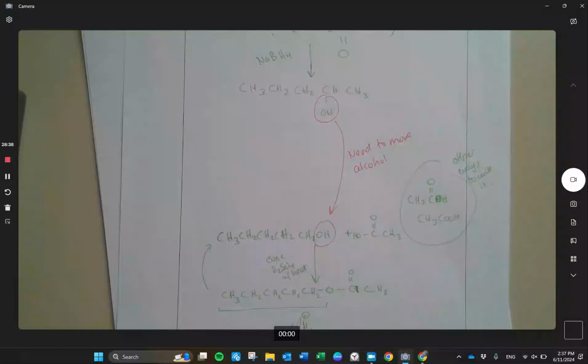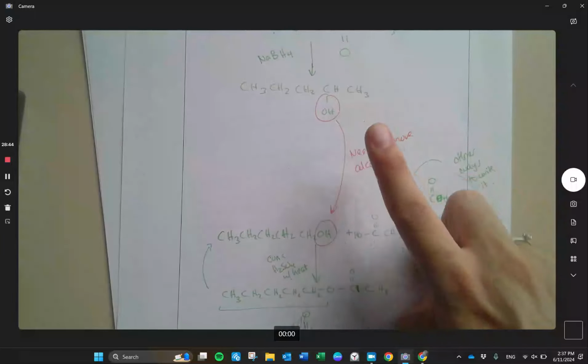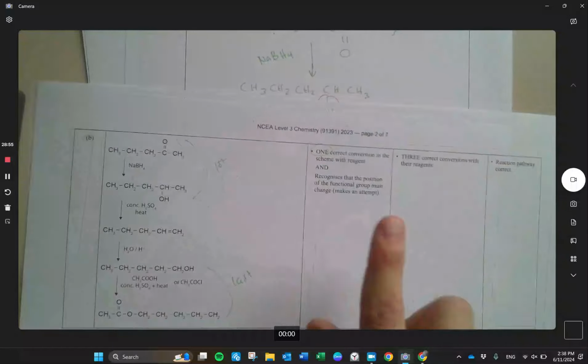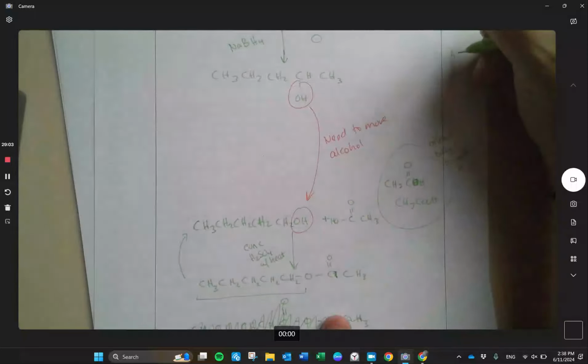So all I need to be able to state is that I recognize my alcohol is on carbon number 2, but for this last reaction here, I need it on carbon number 1. So I need to move it. You don't have to worry about how to move it because that's the merit and excellence points. Ignore that. Just try to pass. And that's it for that question. That would get you another achieve point. Okay. Keep going.